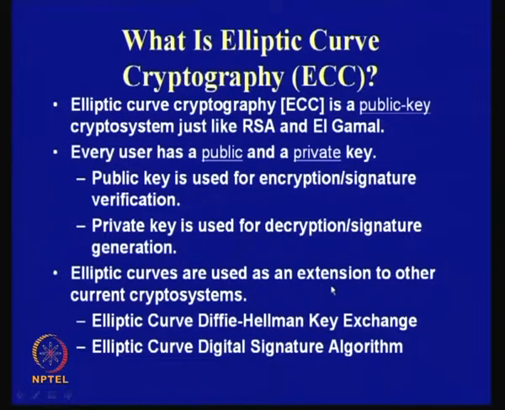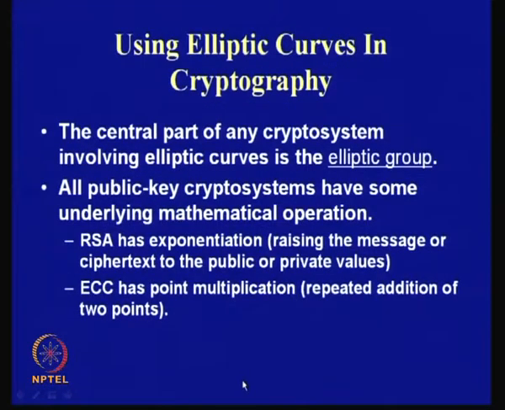So, elliptic curves are used as an extension to other current crypto systems. Therefore, you can also have elliptic curve Diffie-Hellman key exchange, you can have elliptic curve digital signature algorithms. So, wherever you have seen the previous applications of public key ciphers, you can have similar applications here also, but these are actually based on certain curves which are known as elliptic curves. So, there are certain cubic curves which we have studied in the last class. Okay. So, now we shall study how we apply these elliptic curves to generate a public key cipher.